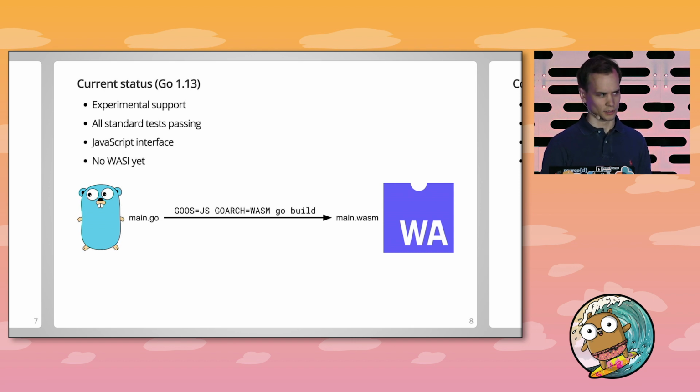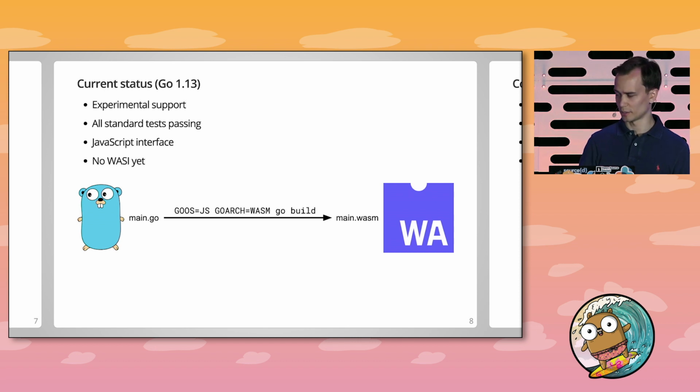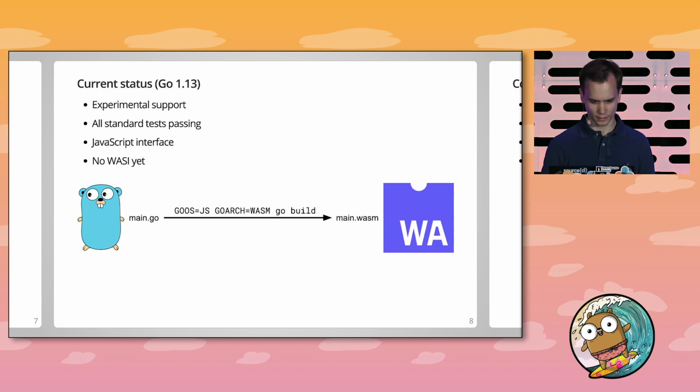As the graphic shows, compiling Go code for WebAssembly is as easy as any other CGO-free cross-compilation. You simply specify the GOOS and GOARCH environment variables when building. So let's briefly discuss the elephant in the room.